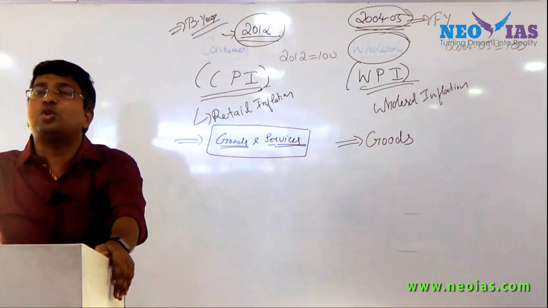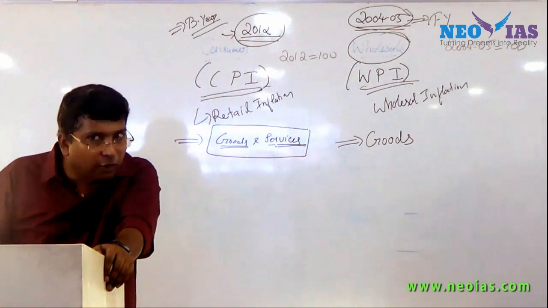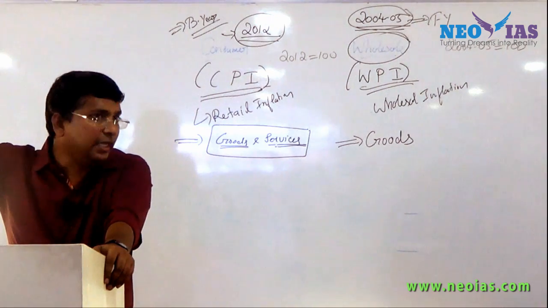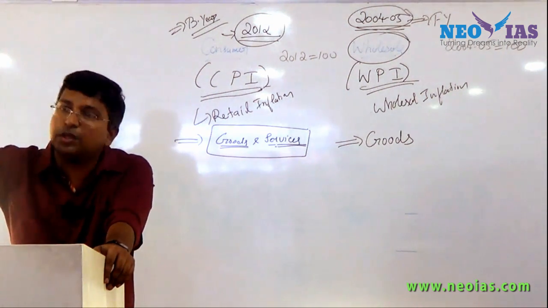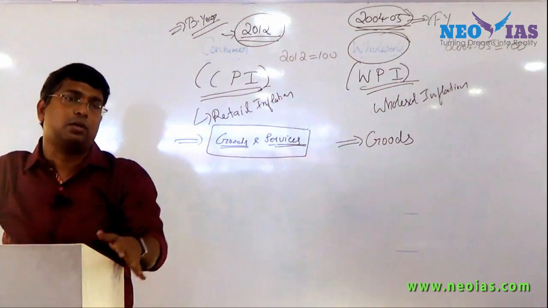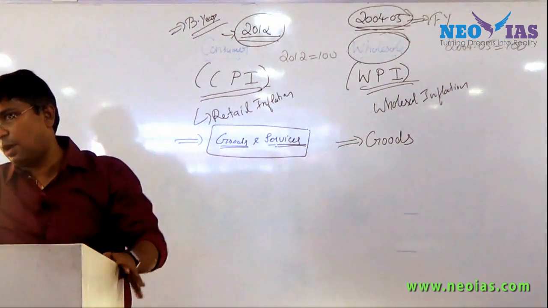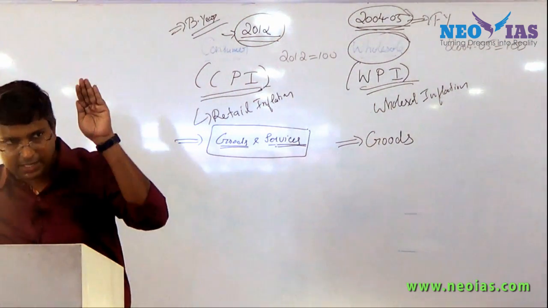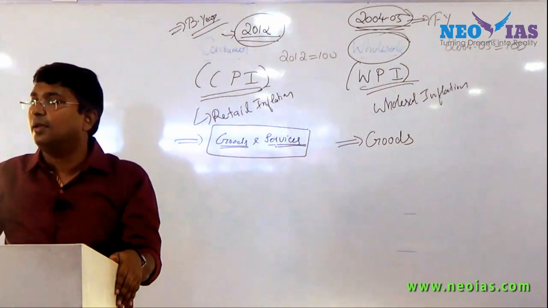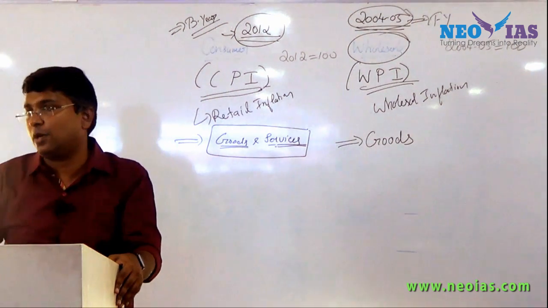So in order to give weightage to the wholesale price index, what is the base year of wholesale price index? 2004-5. Now they'll take the wholesale transactions of 2004-5. Imagine that the wholesale transaction is 1 crore, and if 65 lakh out of 1 crore transactions happened in relation to manufactured products, then they will assign 65% weightage to manufactured products.